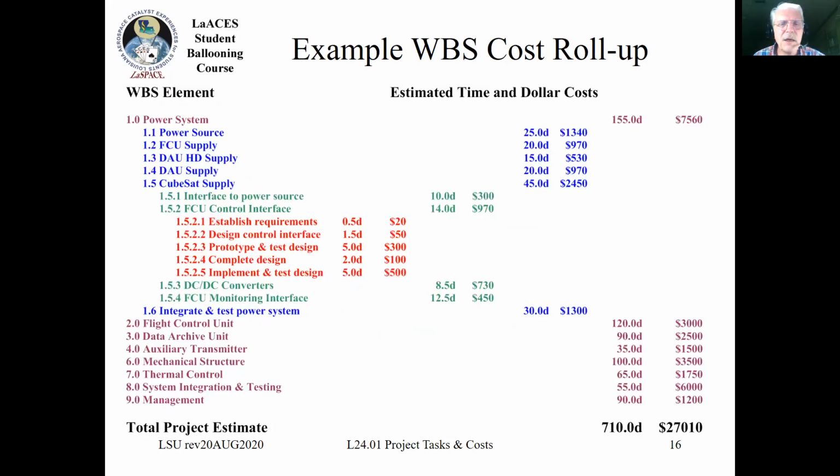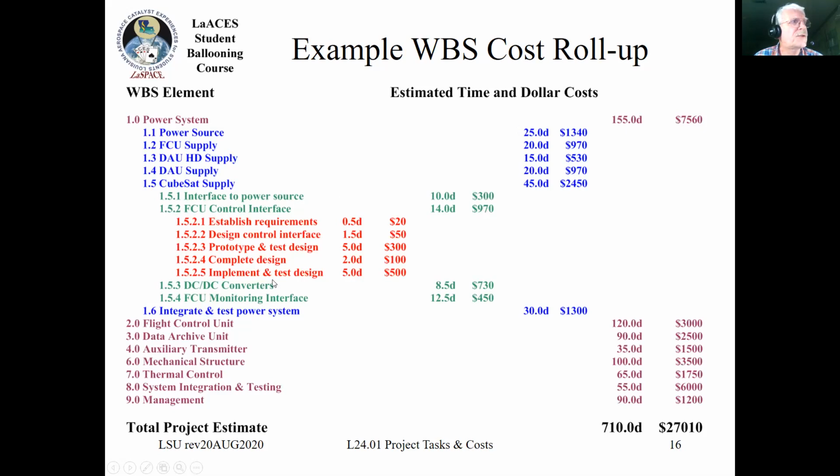Okay, so here's a whole example WBS cost roll up. The lowest level here, as I show, is this FCU control interface, and I've given some times for each one of these things and some costs for what is needed. These lower levels are all dependent upon each other, so it's sequential. If you add up this time, you see that the total takes 14 days of person effort. And if you add up all those dollars, it's 970.